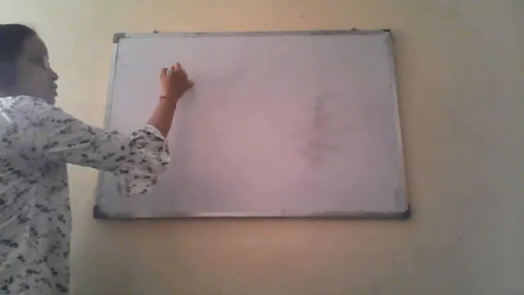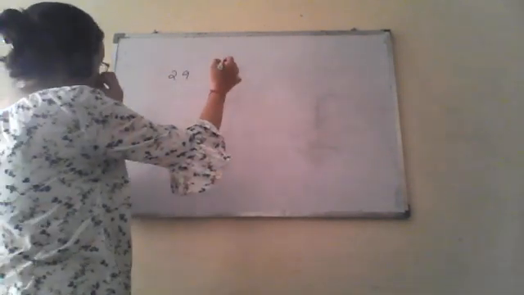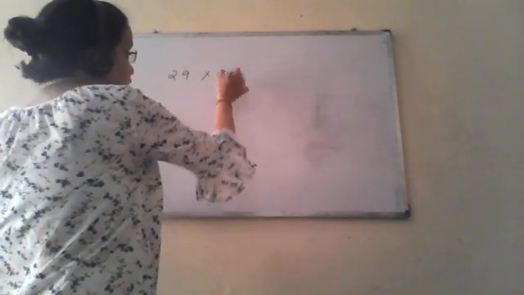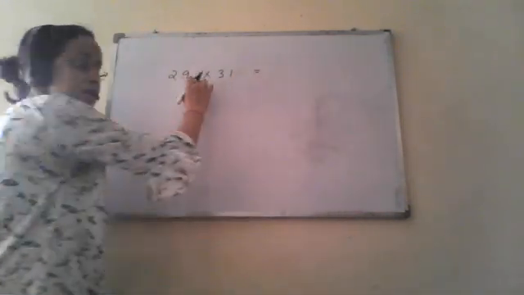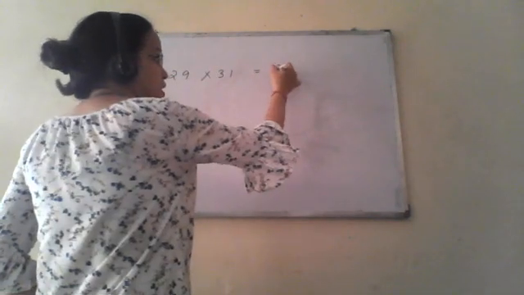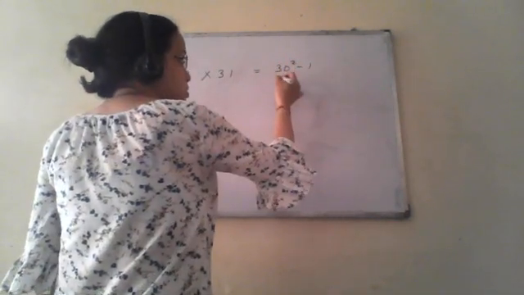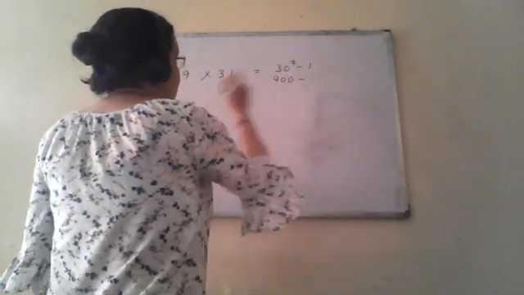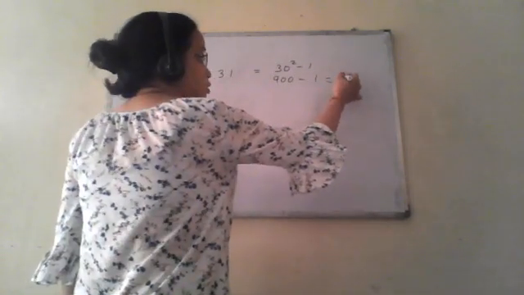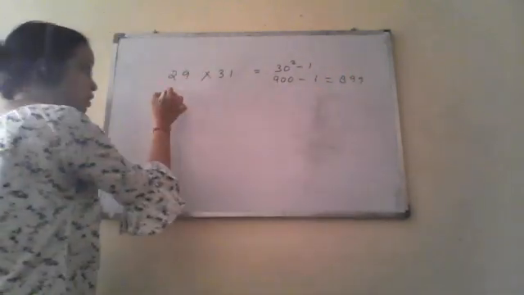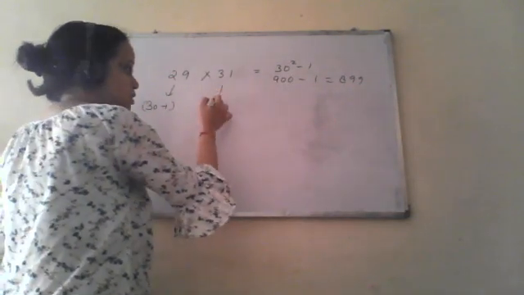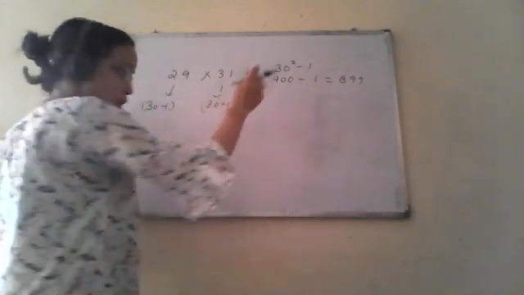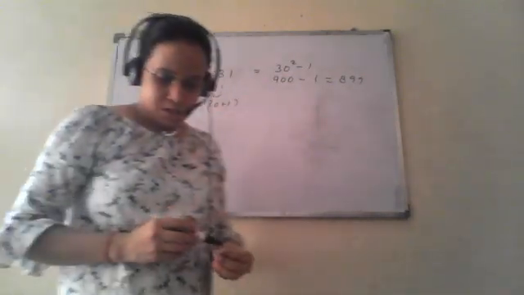Now one more example we can check. This is 29 into 31. These are consecutive odd numbers, and the number in between them is 30. So 30 square minus 1 is 900 minus 1, which comes out to be 899. So this 29 can be expressed as 30 minus 1, and this 31 is 30 plus 1. So this way you have to see.